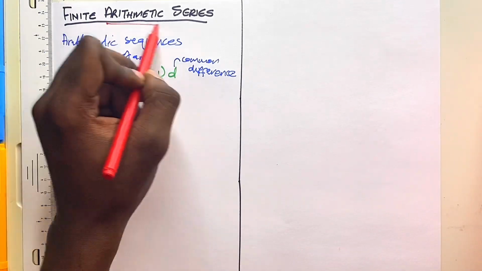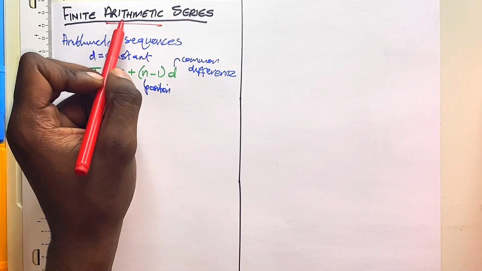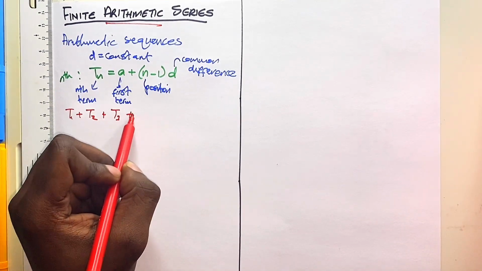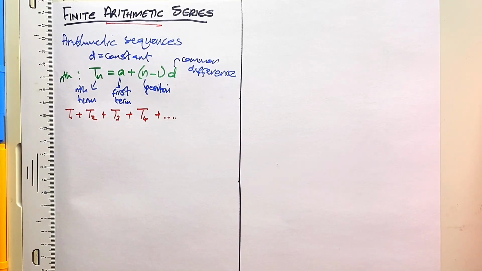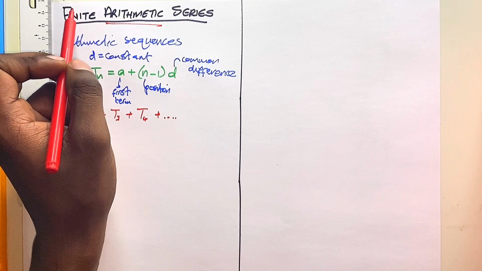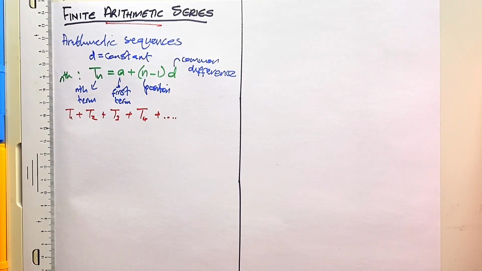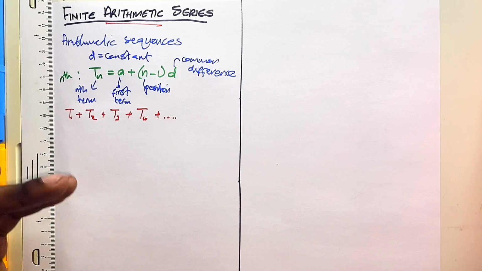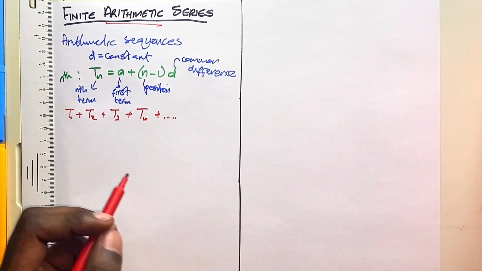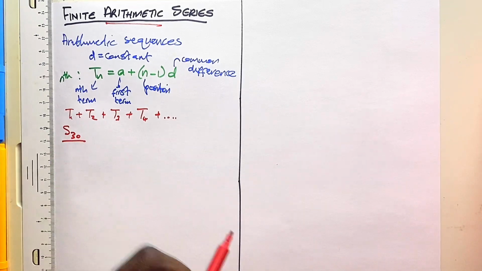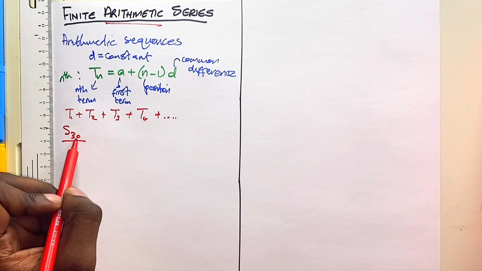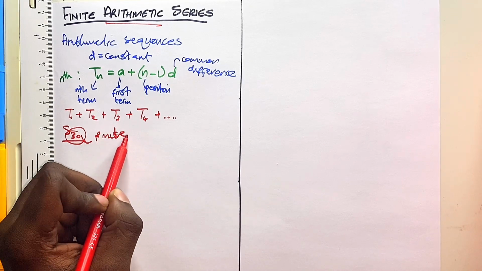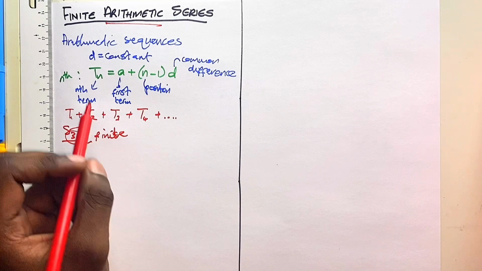Now arithmetic sequences, remember, are linear, and then a series will be the sum of all those terms in your series. So T1 plus T2 plus T3 plus T4 and so forth. Now when we say finite, we are talking about a sum of a finite number. So to find a sum of a finite number, it means that we know the number of terms that we are adding up. Suppose that we want to find the sum of the first 30 terms. Now this is a finite series because we know the number of the terms that we are adding up. So we call that a finite arithmetic series.